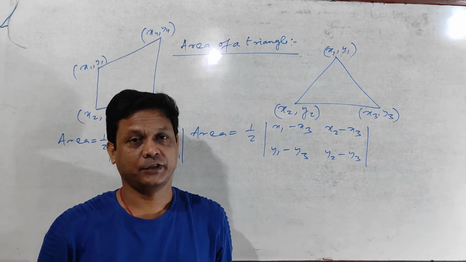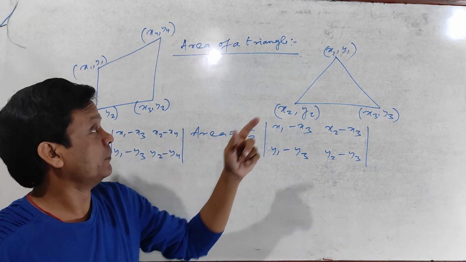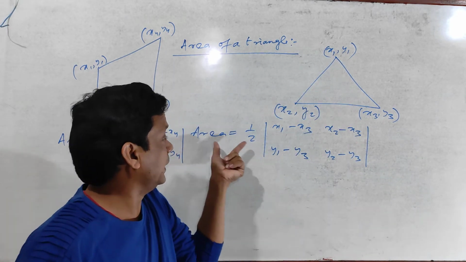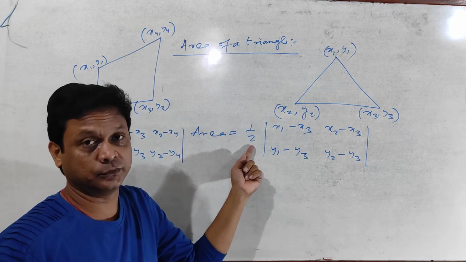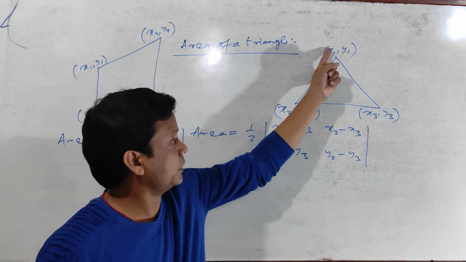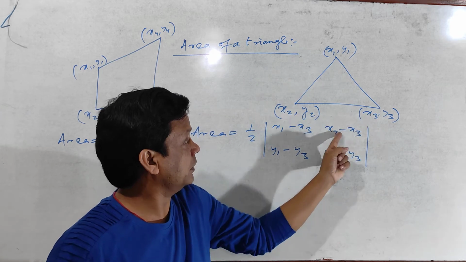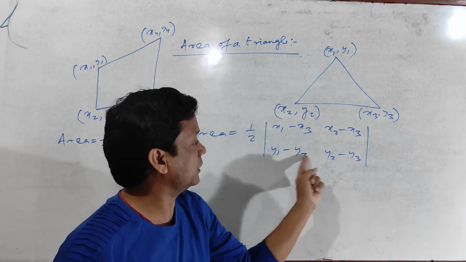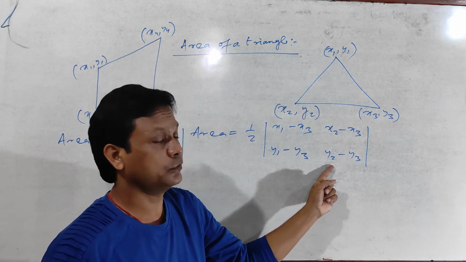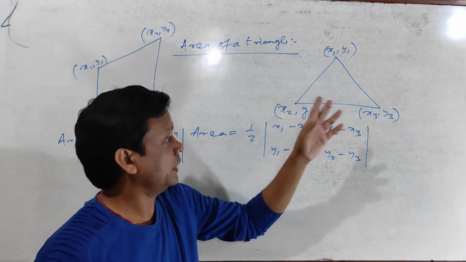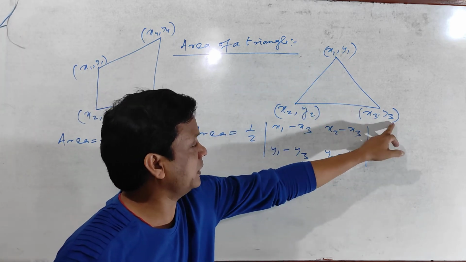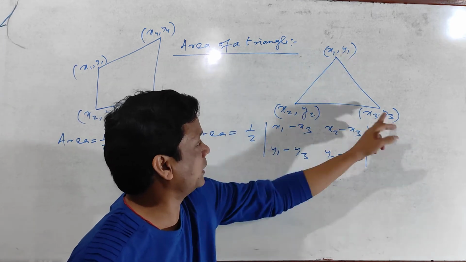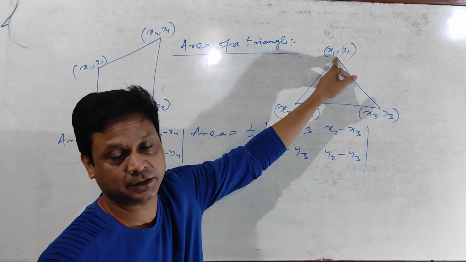Okay. See here, I am telling you the area of a triangle. If (x1, y1), (x2, y2), (x3, y3) are the three coordinates of a triangle, then the area is equal to 1 by 2 times the determinant with rows x1 minus x3, x2 minus x3 and y1 minus y3, y2 minus y3. Another way, you can take anything like this. I am taking (x3, y3) as the base. So x1 minus x3, x2 minus x3, then y1 minus y3, y2 minus y3.